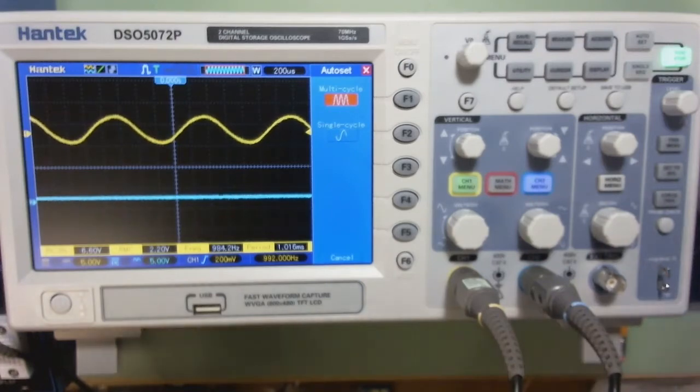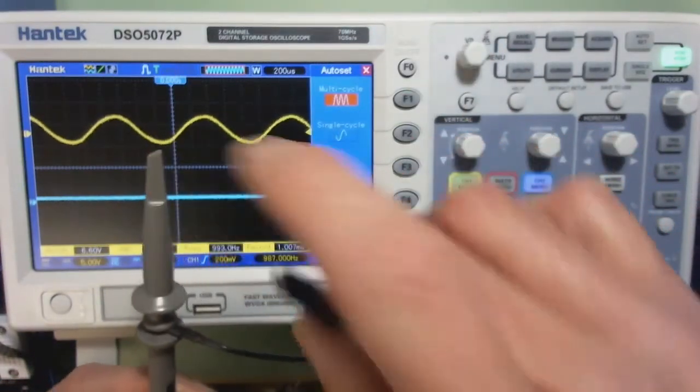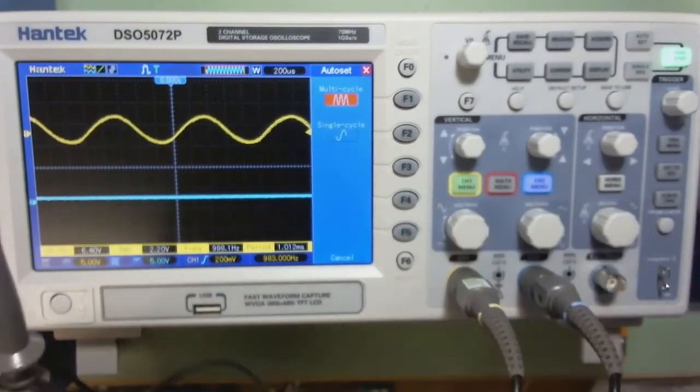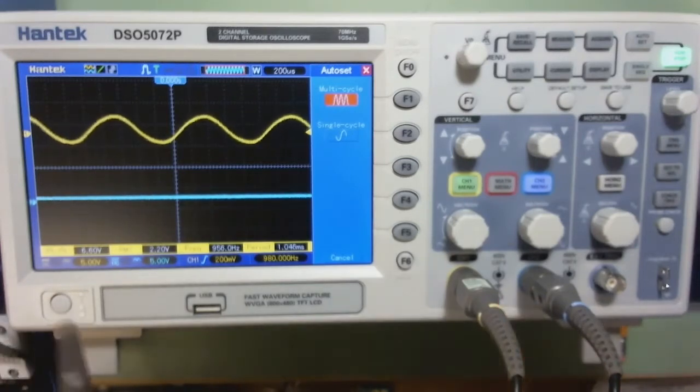So anyway, that's what we have. We have the one lead here, and essentially another lead here, ground. Sometimes the scopes don't have this and they'll have a dedicated ground over on the scope, but ours does.